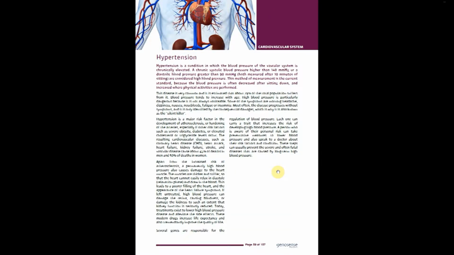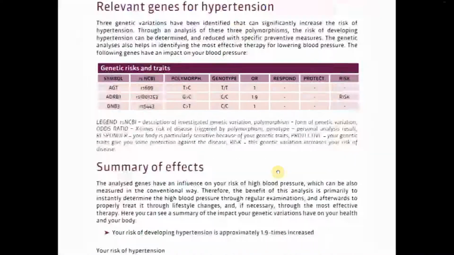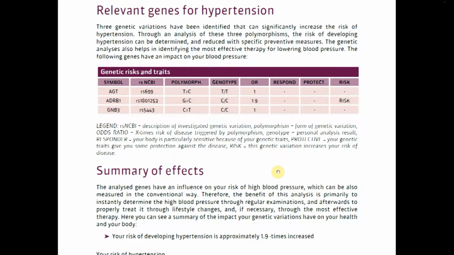Again, some background information you can look into. Here we're testing 3 genes. Now we come to the odds ratio. Again, this is the gene, this is the catalog number of the genetic variation, this is your genetic result. And here we see the odds ratio. And you see here an odds ratio of 1.9. This means it's a 1.9-fold risk compared to a person with other genes.